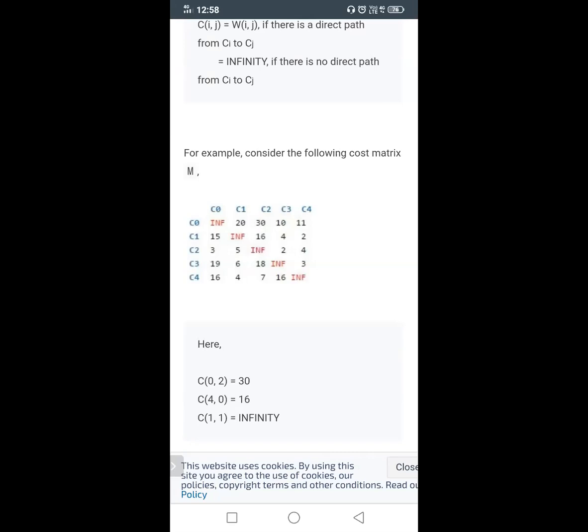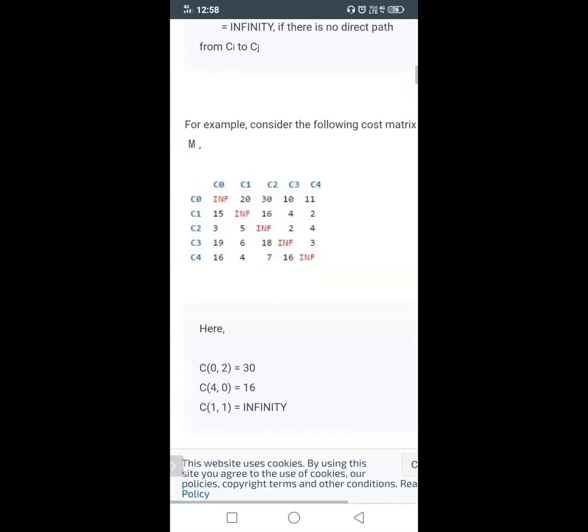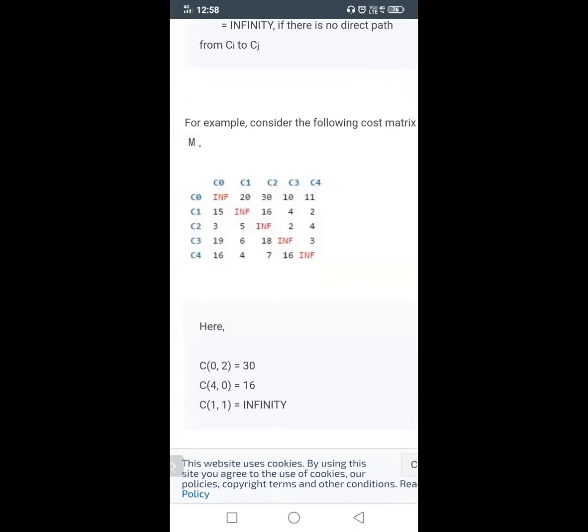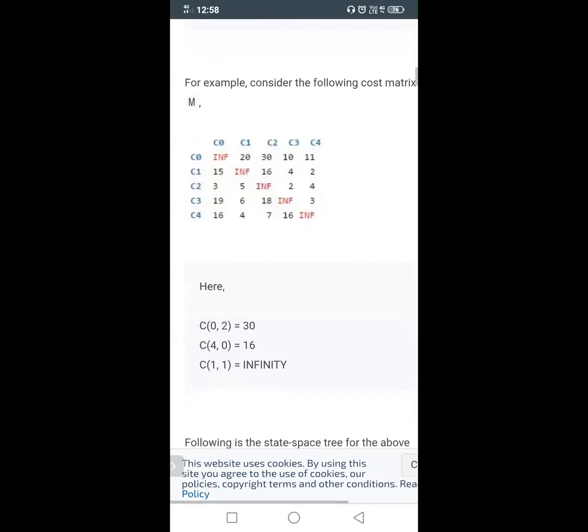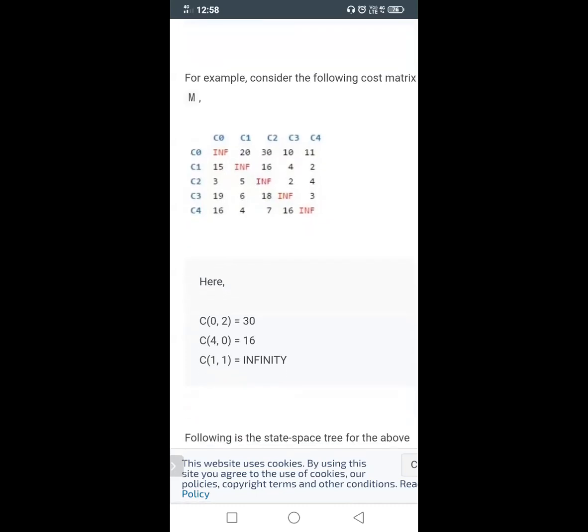Okay, so this is the matrix given. If there is no path, we put infinity. If there is a path, then you write the cost there. So this is the matrix. Okay, so here, see here, C0 means zeroth row, second column. What is the value? It is 30.